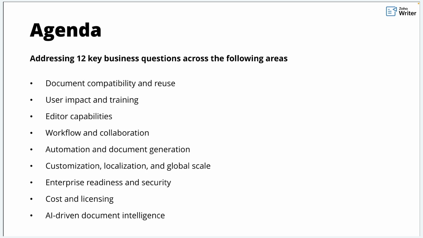After that, we'll address an equally important area, which is enterprise readiness and security. This includes governance, access control, compliance expectations, and how the product fits into enterprise environments. And finally, we'll talk about cost and licensing, followed by how AI-driven document intelligence supports drafting, review, quality checks, and digitization. So by the end of the session, you will have clear answers to all the key questions that usually decide whether a team feels confident about moving into a new document tool.